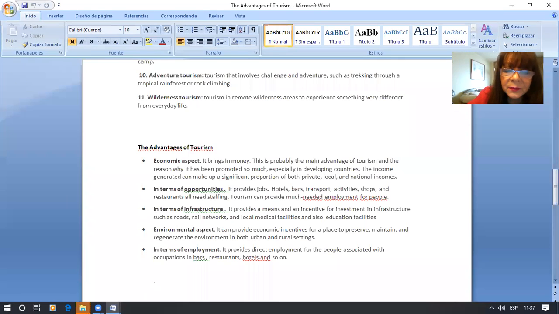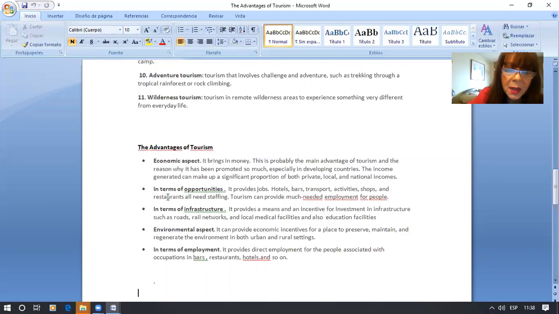And the reason why it has been promoted so much, especially in developing countries, right? Kimberly is there also. Okay, so this is something we talked about last class. And also another advantage is that tourism provides jobs: hotels, bars, transport, activities, shops, restaurants, etc. All need staffing. They all need people to work in these places. That's why tourism provides different types of jobs.